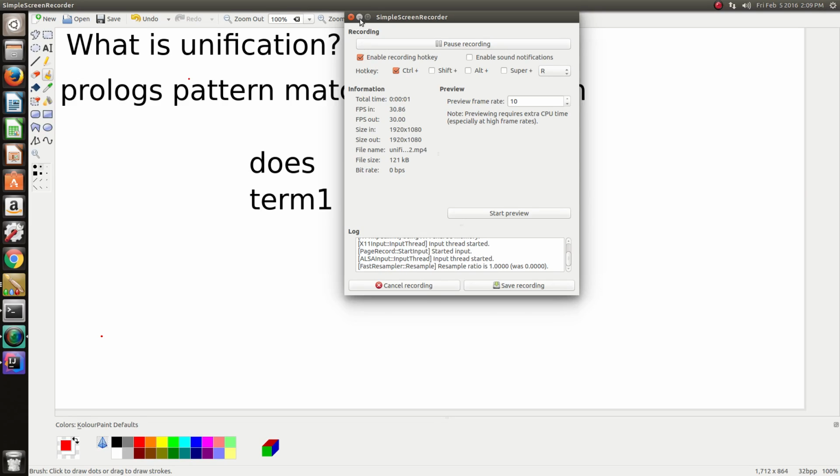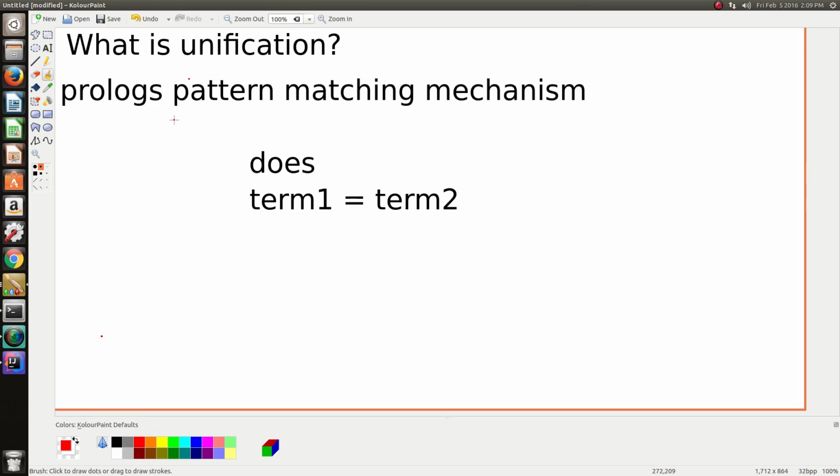Hey, in this video I just want to talk about what Prolog unification is and the general concept. So what it is, is just a pattern matching mechanism, and what Prolog uses it for is to identify if two things are the same thing as each other, or if they're equal, basically. So it's trying to find out if term 1 is the same as term 2.